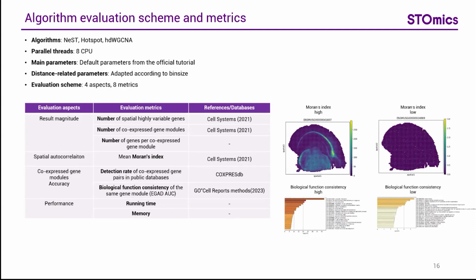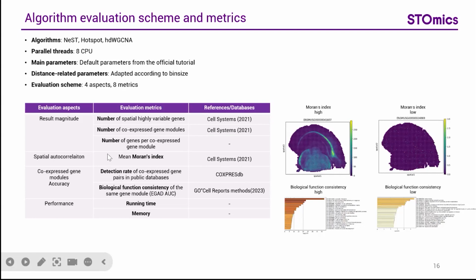The evaluation mainly focused on 4 aspects involving 8 metrics referenced from related algorithm articles and public databases. Since there is no benchmark article for spatial gene co-expression algorithms, these evaluation metrics were selected from the related algorithm publications. We compared the magnitude of results, including the number of spatially variable genes, the number of co-expressed gene modules, and the number of genes in each gene module. We also use Moran's index to evaluate the spatial autocorrelation.